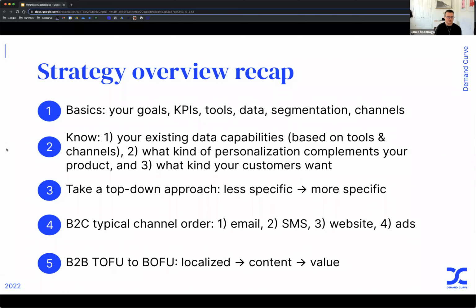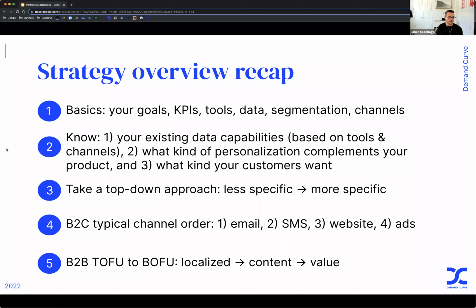So as a recap, starting with the basics, what are your goals? What and why does the company want to implement personalization? Is it to get more feedback? Is it to get more revenue? Is it to improve and limit attrition? Is it to acquire more customers? Critical. Step one. Moving into step two, it's the knowing.